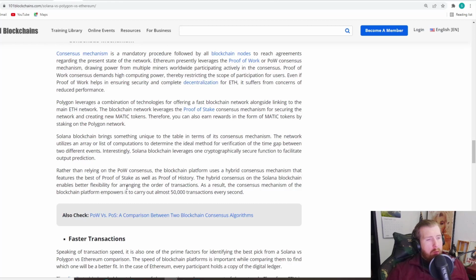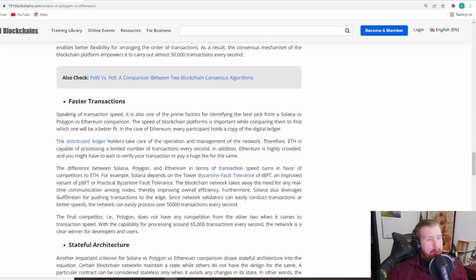Rather than relying on the proof of work consensus, the blockchain platform uses a hybrid consensus mechanism that features the best of proof of stake as well as proof of history. So the hybrid consensus on the Solana blockchain enables better flexibility for arranging the order of transactions. As a result, the consensus mechanism of the blockchain platform empowers it to carry out almost 50,000 transactions every second.